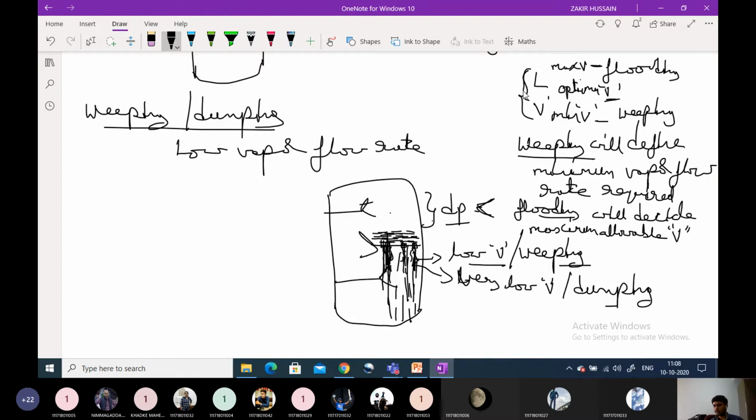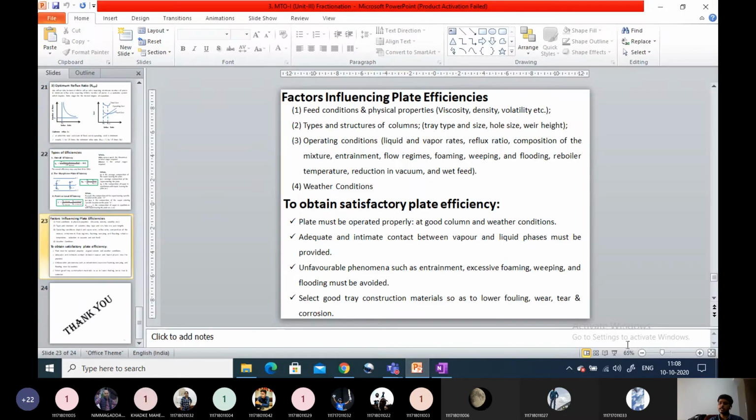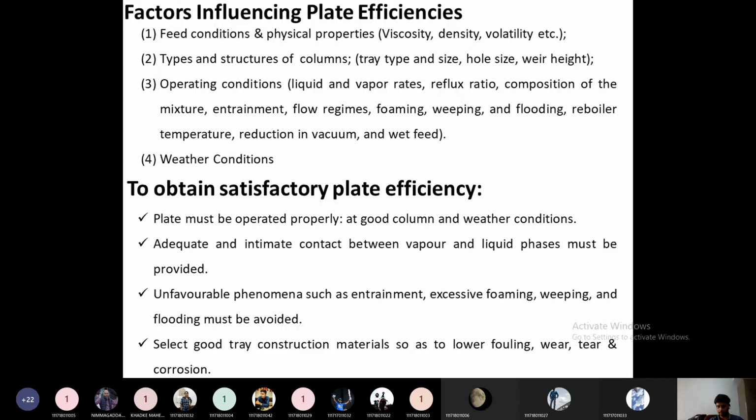These operating parameters of the column, L and V, are very important because only these two flow through the plates. When you define your V in between the weeping condition, which requires the minimum V, and the flooding condition, which requires the maximum V, your column will be at ideal or optimum operating conditions of L and V. So these were the factors influencing the efficiency of a column.